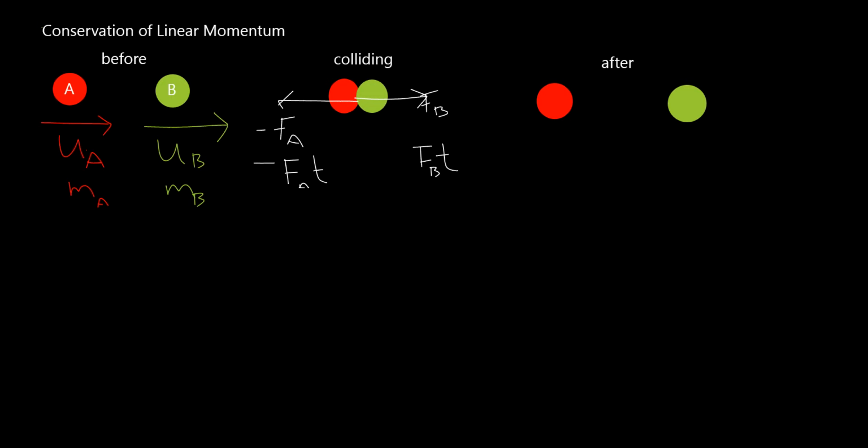And then once this collision has taken place, ball A and ball B will have different velocities. Let's say ball A moves away with a velocity v of A, and ball B moves away with a velocity v of B. Now, depending on the initial speeds, v of A and v of B could be in opposite directions.